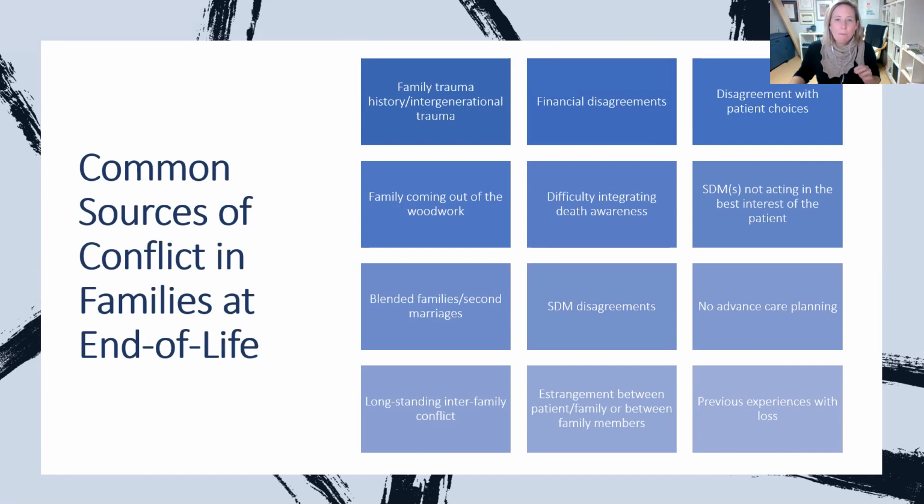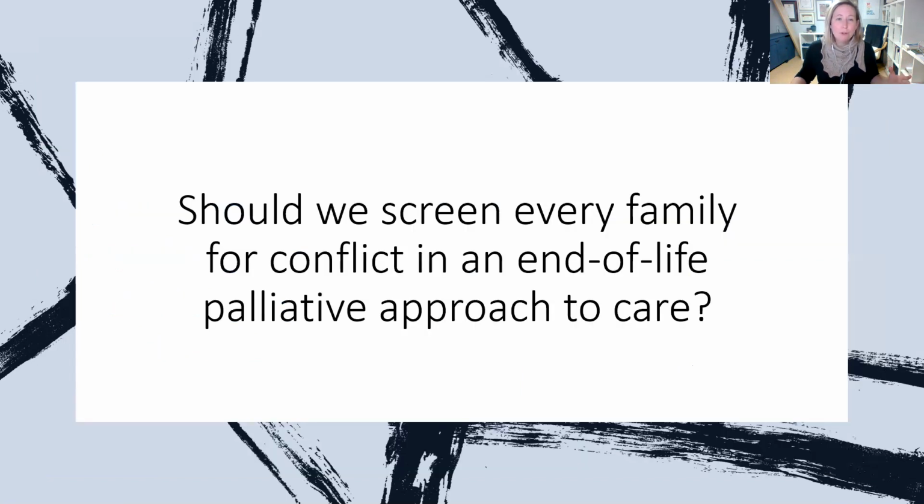So we then moved into talking about the article. Should we screen every family for conflict in an end of life palliative approach to care? And to summarize our conversation, I would say we came up with, what would you do with that information if you had it? Because sometimes it's really beneficial and it's really great to know that a family is at risk for conflict, or maybe they already have some existing conflict. That can really help guide us in how we approach the situation.